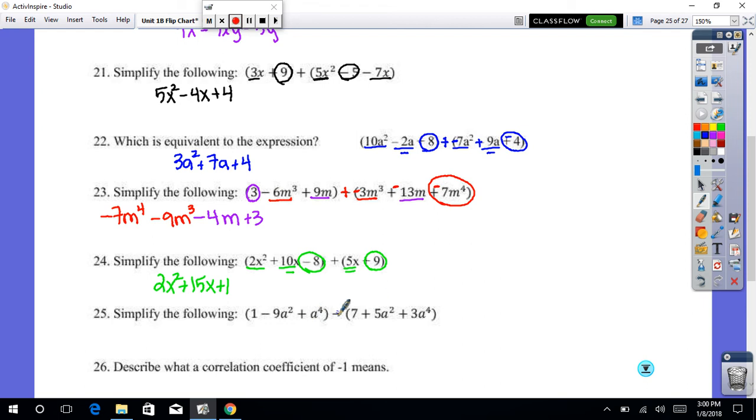Okay, keep it, change it from a negative to a positive, and then change everybody's sign over here. A to the fourth, negative 3a to the fourth leaves you with negative 2a to the fourth. Negative 9a squared, negative 5a squared is negative 14a squared. And then a constant of negative 6.